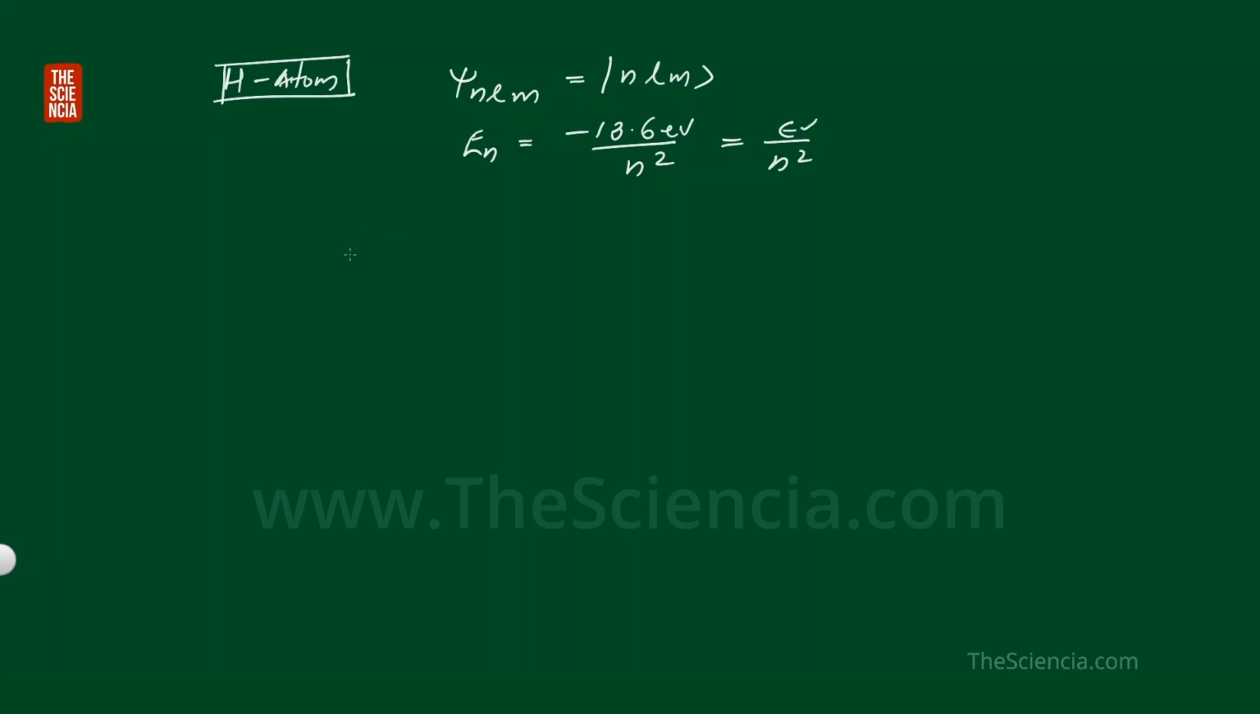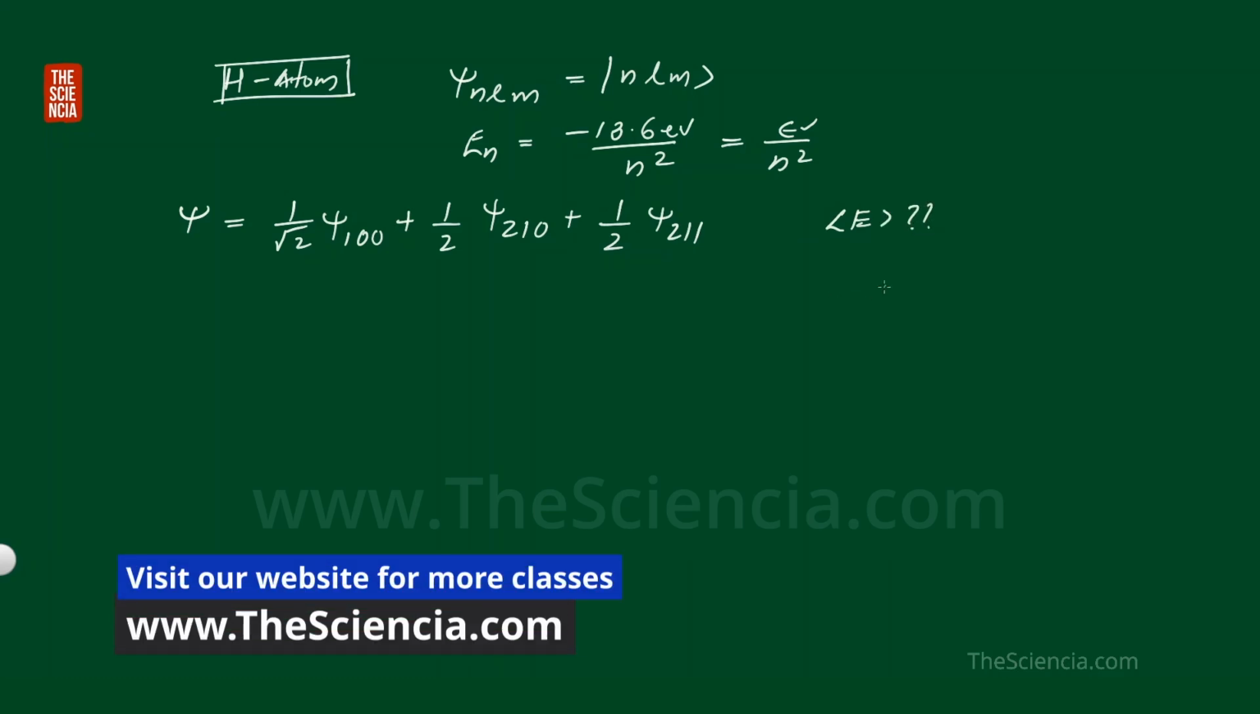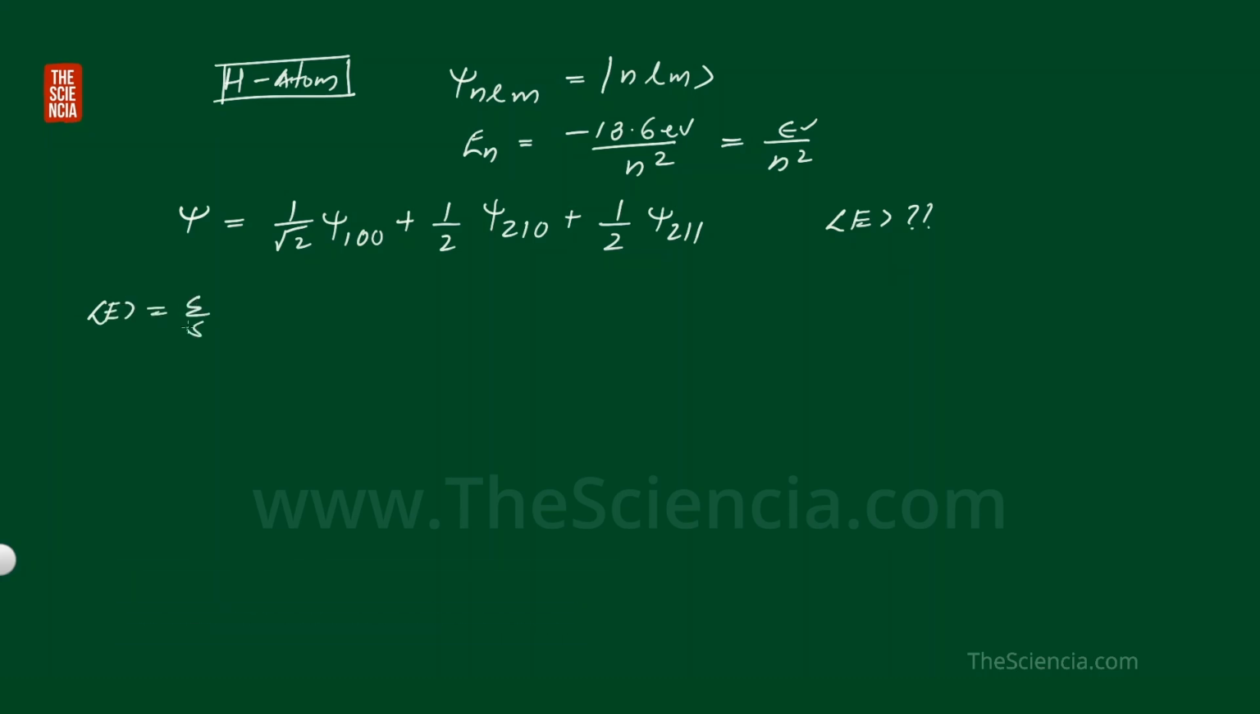So the question is, a wave function is given, that is psi is equal to 1 by root 2 psi 1 0 0 plus 1 by 2 psi 2 1 0 plus 1 by 2 psi 2 1 1. The question is to find the average energy. How can we find it? We know the expression for average energy is the summation over s of Es Ps. So we have to evaluate the Es values and the Ps values. First we can evaluate the Es values.